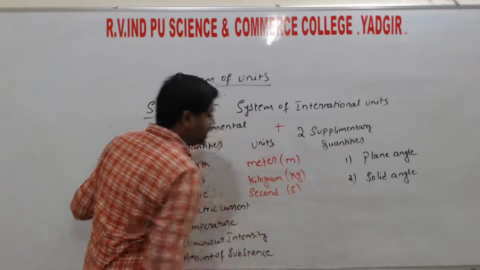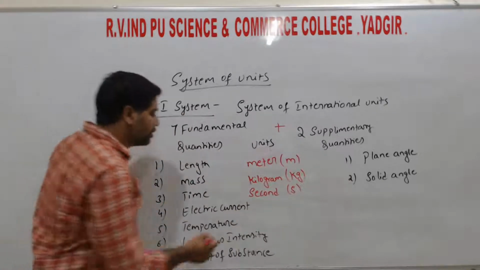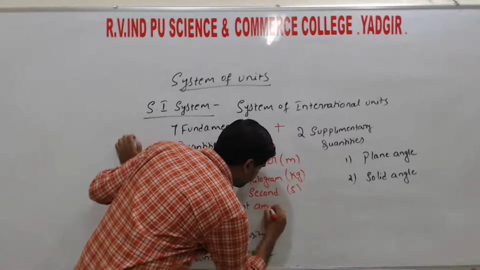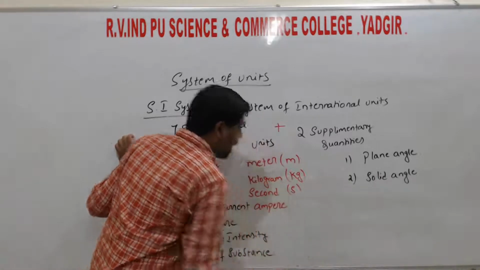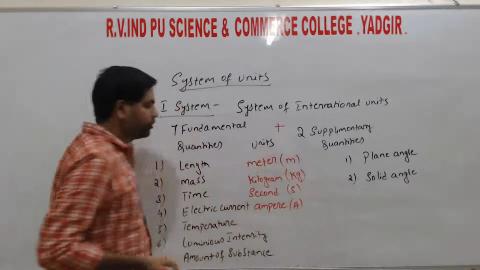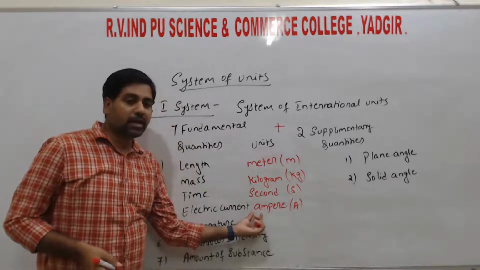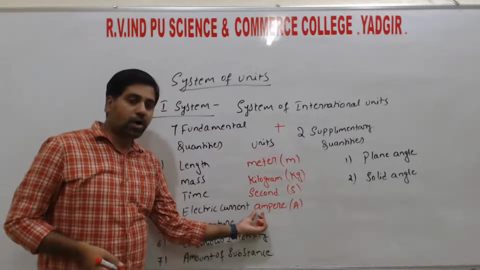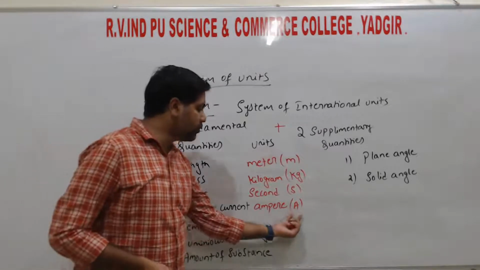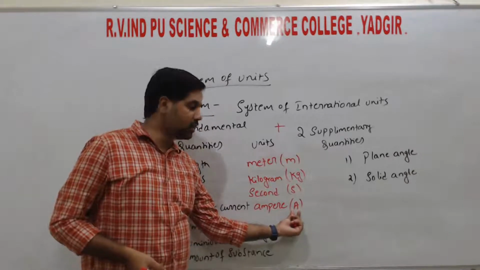Symbol is S. Next, electric current, the unit is ampere, and the symbol is capital A. Right? So if we write the unit in terms of words, the letter should start with a small letter. If we denote it by the symbol, it will be denoted by a capital, that is A.